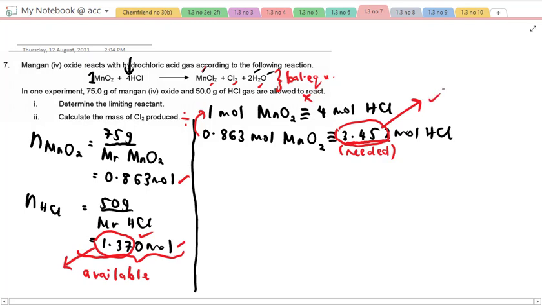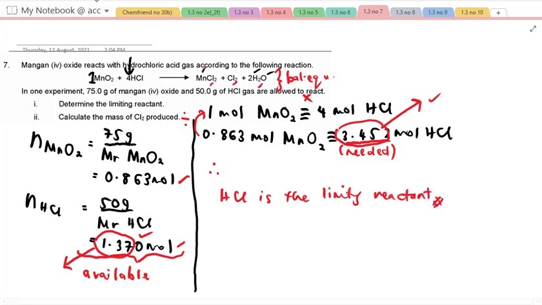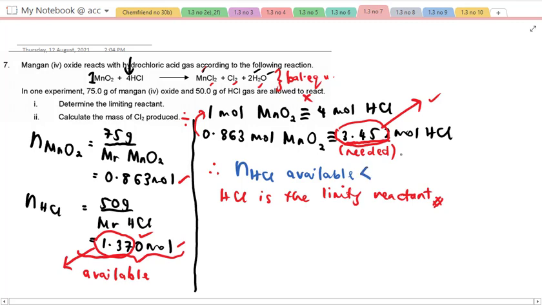Right, okay. So, bila tak cukup, siapa habis dulu? Therefore, HCl is the limiting reactant. Okay, before we come up with this statement, mesti kena buat apa? Mesti kena compare mole HCl available yang ada dalam poket, which is less. Okay, yang ada dalam poket lebih sikit daripada mole HCl needed.